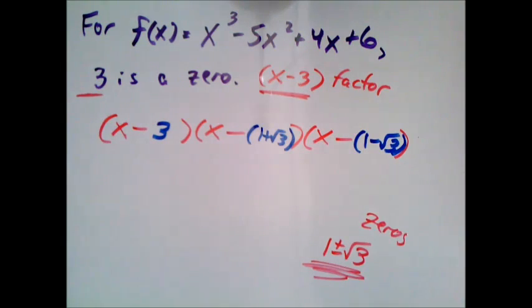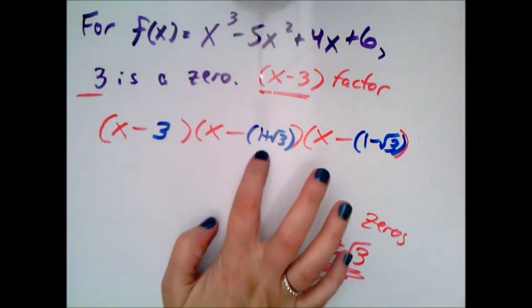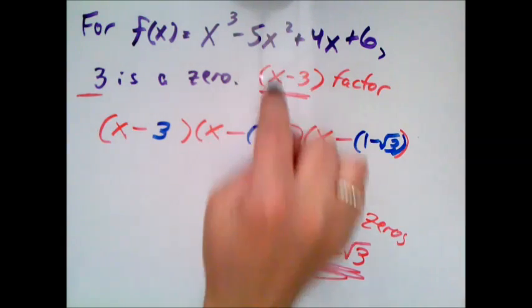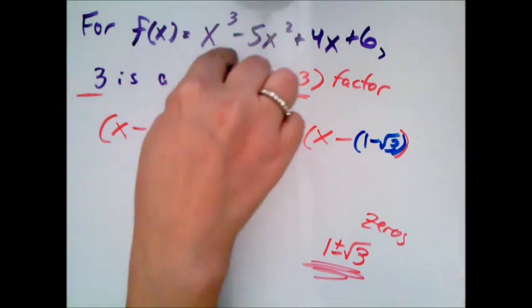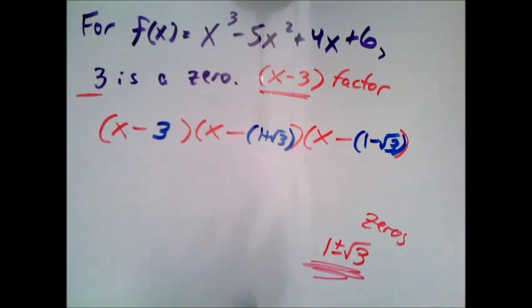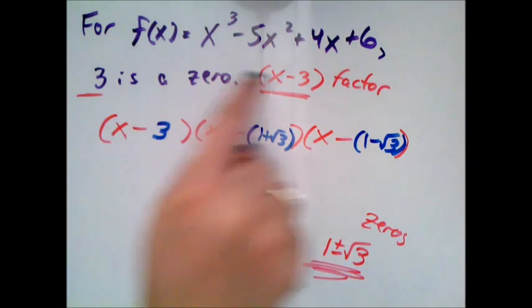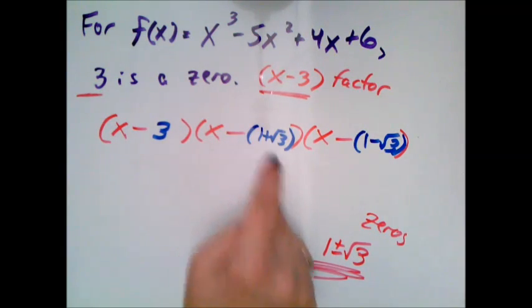And so even for the ones where the factors don't work out nicely to be whole numbers, you can still write our original equation. If I FOILed all this out, it would give me the same thing as this. So if you know factors, you know zeros, and if you know zeros, you know factors. It's just x minus your answers.